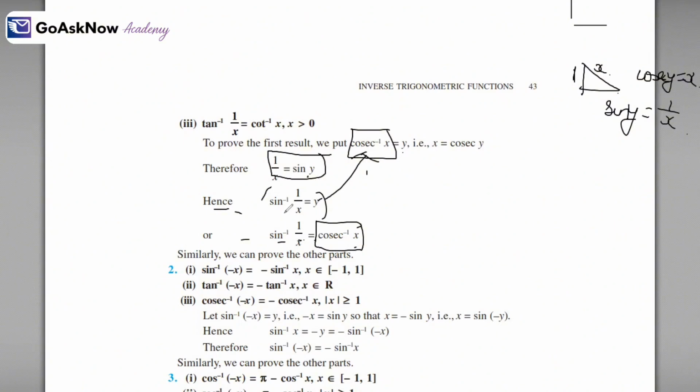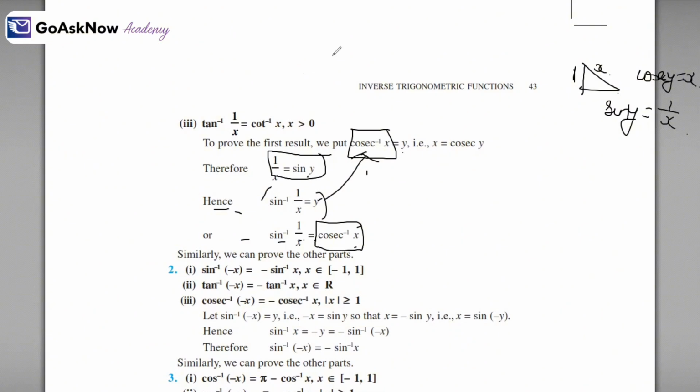Similarly, you can prove the other formulas of this second part and third part. You can try to solve those also and analyze. If you have any doubts on this, just mention or comment, and I will help you.